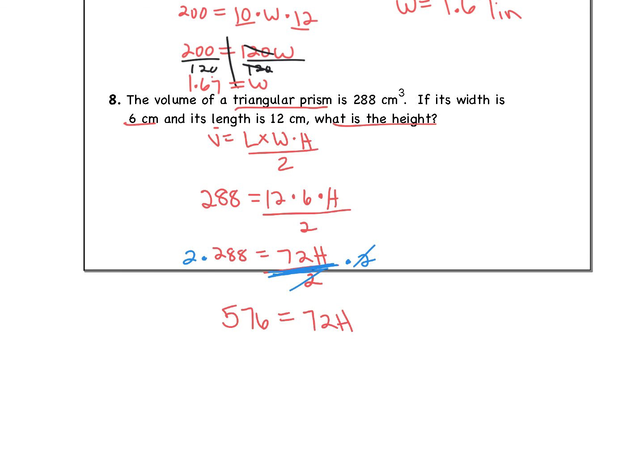And now I have to get rid of 72, which is multiplying times the h. So in order to get rid of that, I do the opposite, which is divide, right? 72 divided by 72 cancels out, and I have to divide by 72 on the left side also. So h is going to leave me with 576 divided by 72. So h is 8. All right, so h is 8 centimeters, the length of the height.